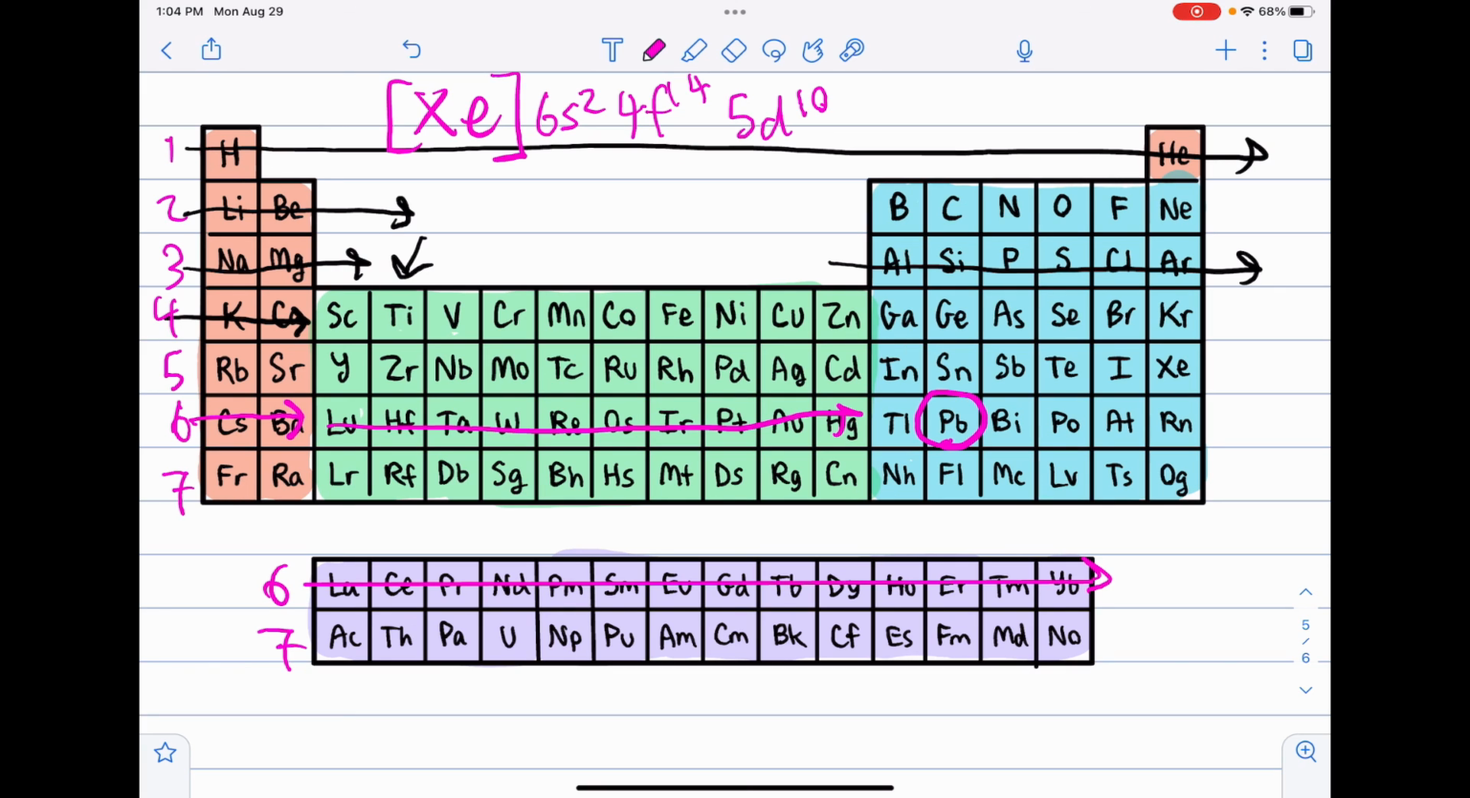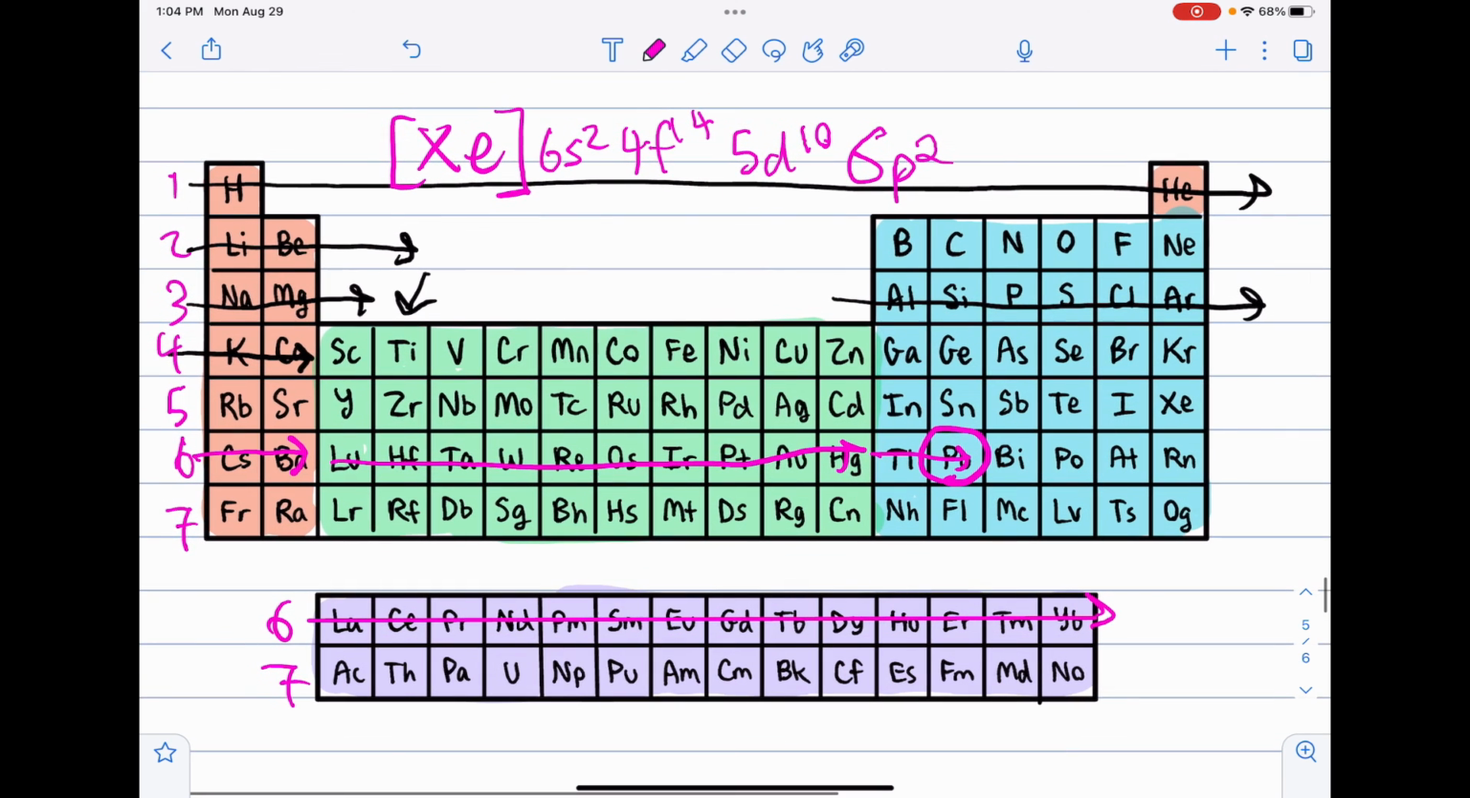And then we get to the P, 6p, so we're back in 6 because P's are normal, and we're going to have 6p2 because we just go through these two. And then we stop. We're not going to do all of these because lead doesn't have that many electrons. So that is how you do electron configuration. And I hope that makes a little bit more sense now after all of the explanation.